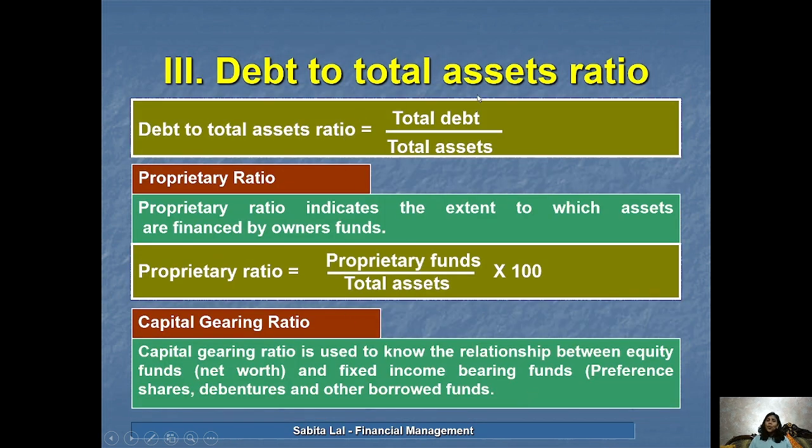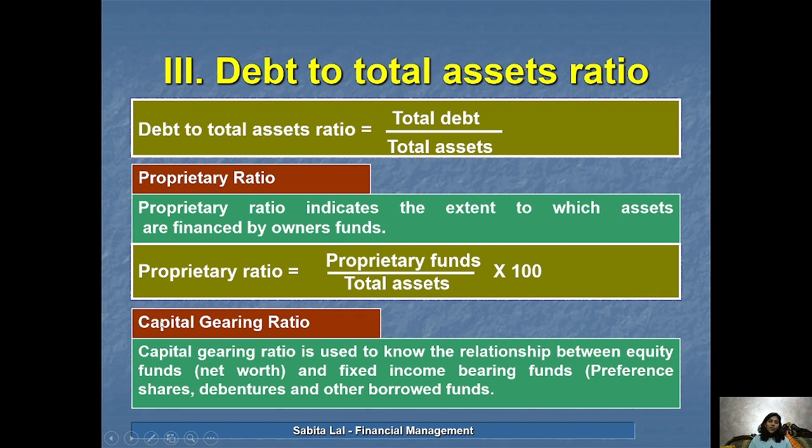So now the debt to total asset ratio. Debt to total asset ratio is total debt by total assets. Proprietary ratio indicates the extent to which assets are financed by owner's fund. And proprietary ratio is your proprietary fund divided by total assets into 100.